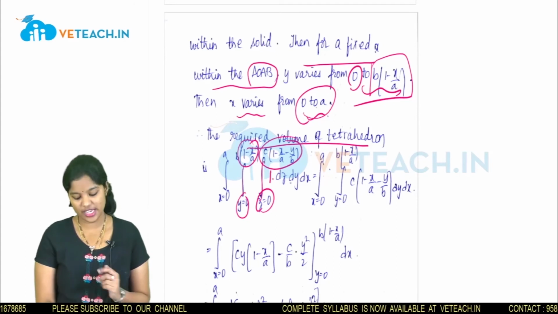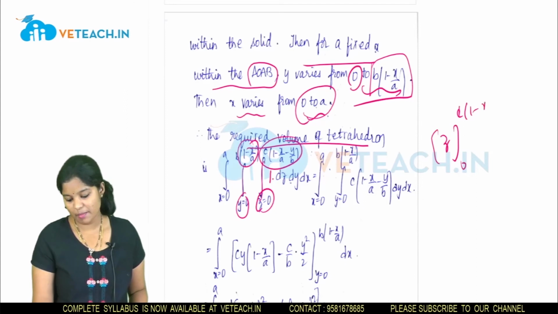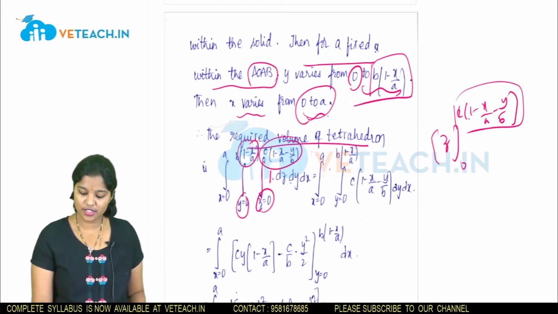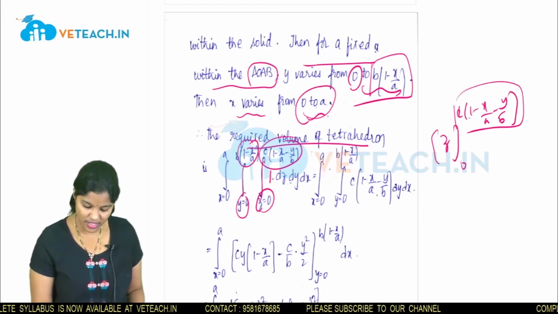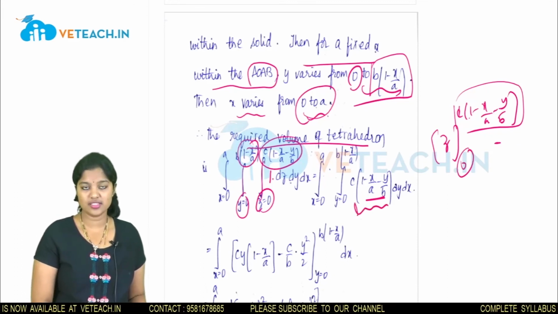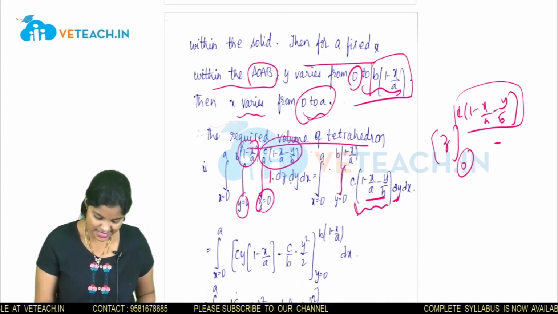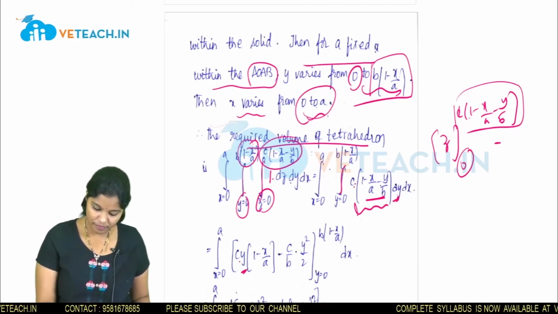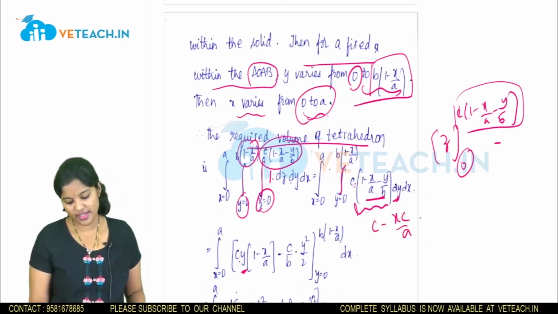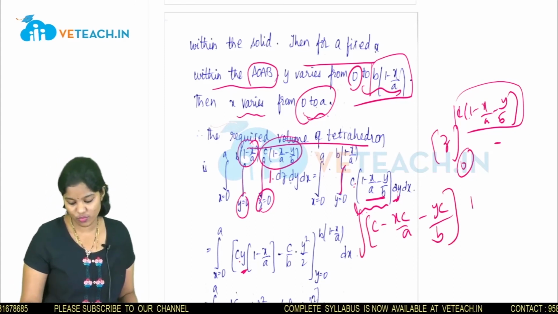Integration of dz means we will get just z, from 0 to the limits. Apply those limits here. First we will apply the upper limit. That means c into 1 minus x by a minus y by b and minus of 0. Whole term will be 0. So this is our answer here. Next again we should integrate it with respect to y. That is c into 1 minus x by a minus y by b, that is c minus xc by a minus yc by b. Now integrate this whole equation with respect to dy.